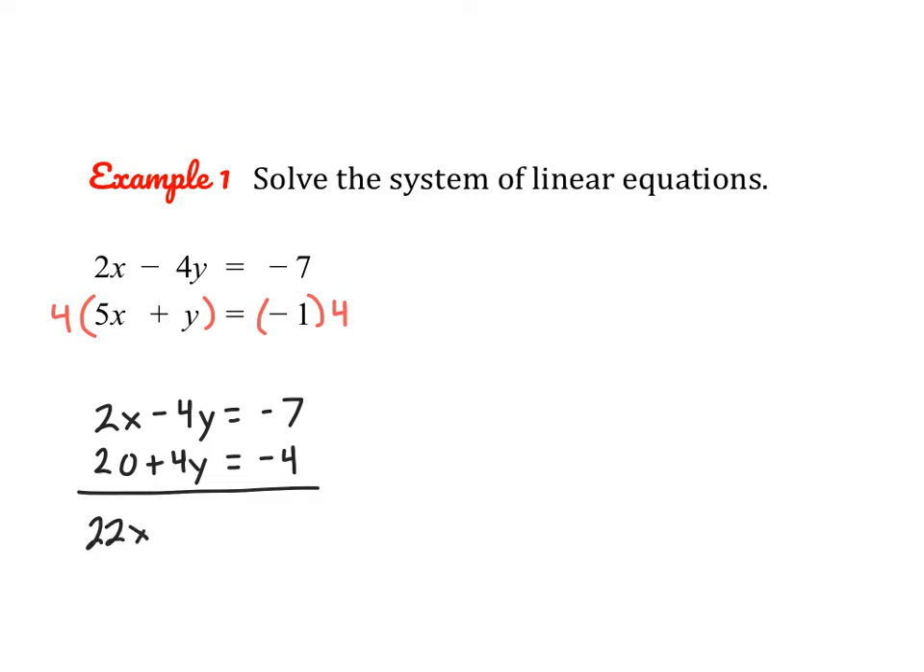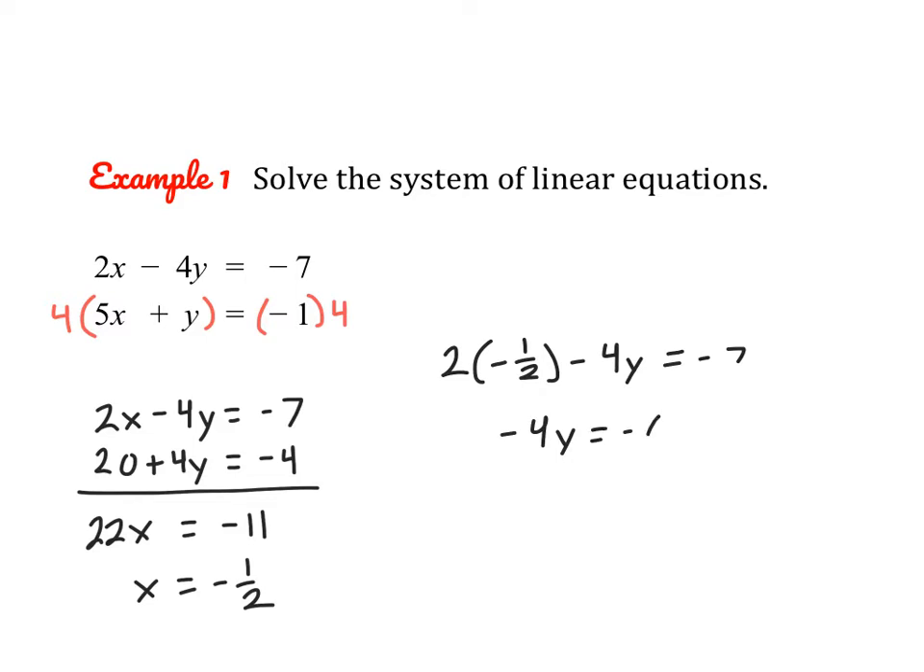So I get 22x equals negative 11. So x will equal negative 1/2. Now that value I can go back and substitute it into either the first or second. I'm going to substitute it into the first one so it's a little easier to simplify. So we get negative 4y equals negative 6, so y will equal 3/2. And then write your answer as an ordered pair, and we are done.